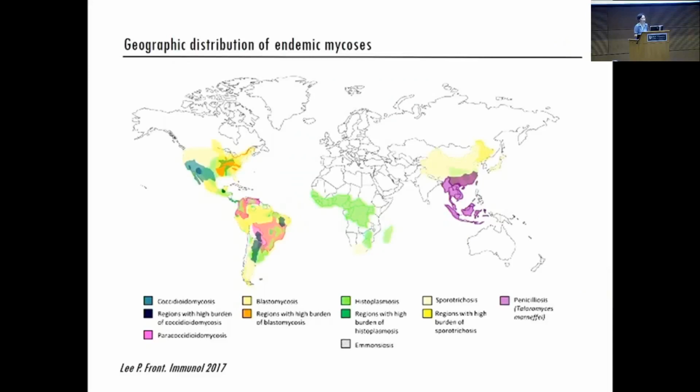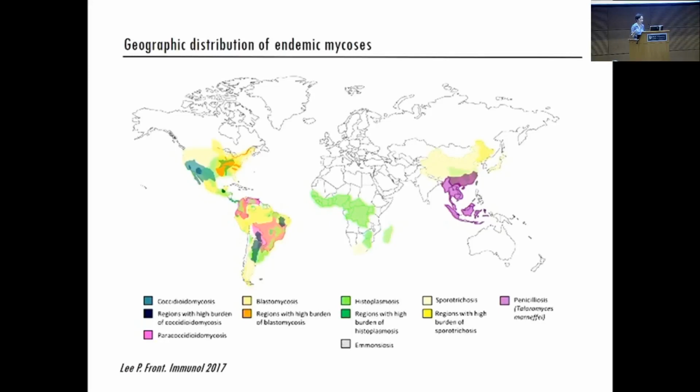These are the geographic distributions of the 7 major endemic mycoses in the world. As you can see, North and South America have 5 of them. So we have coccidioidomycosis, histoplasmosis, paracoccidioidomycosis in South America, blastomycosis, and sporotrichosis. So North and South America really are the hotbeds of all these endemic mycoses. And then you have talaromycosis in Southeast Asia and emergomycosis in South Africa.